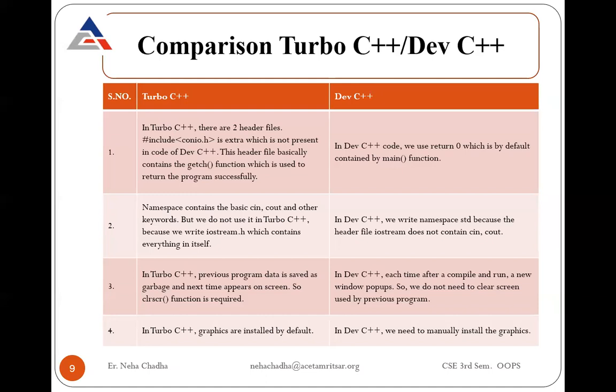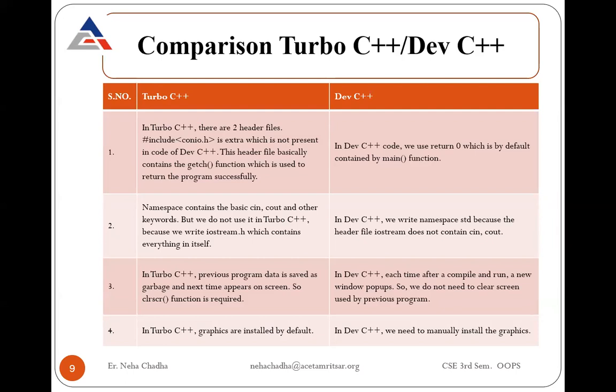This header file basically contains the getch function, which is used to return the program successfully. The basic purpose of writing getch in your code is to hold the screen. But in Dev C++, there is no requirement of conio for the getch function. The getch function has been written in conio.h, but in Dev C++, there is no requirement of the getch function.